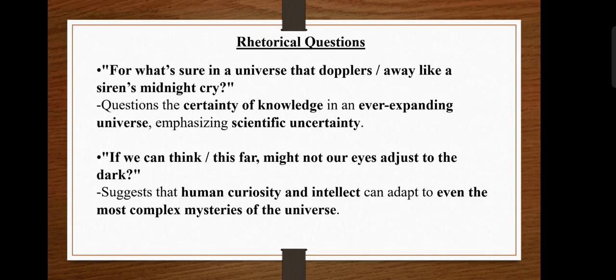And they are also saying that if we can think this far, might not our eyes adjust to the dark? So it suggests that human curiosity and intellect can adapt to even the most complex mysteries of the universe. We are not aware of all the knowledge. We are not aware of everything about the universe. But we are pretending to be.